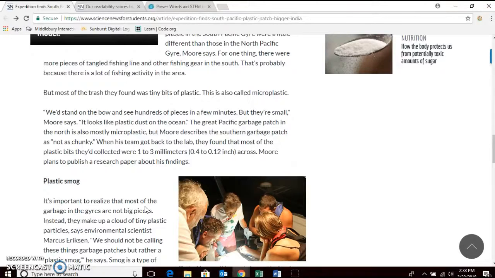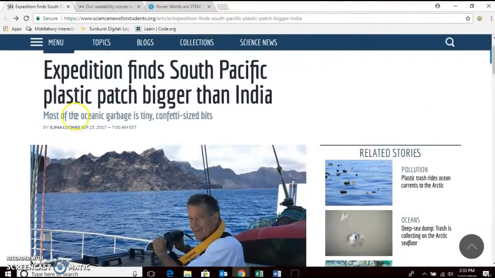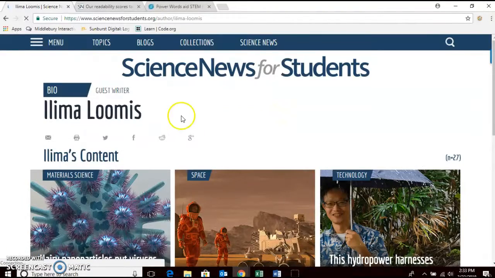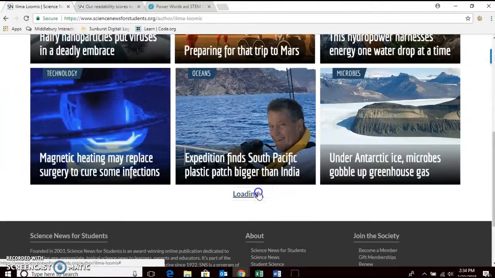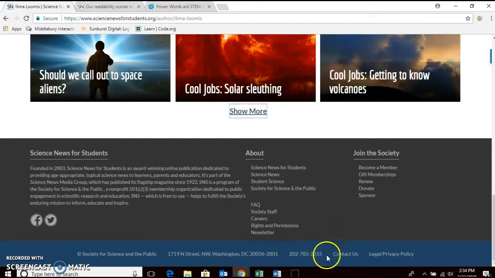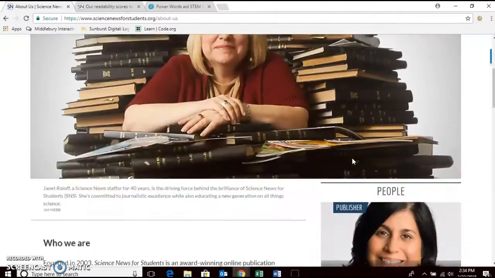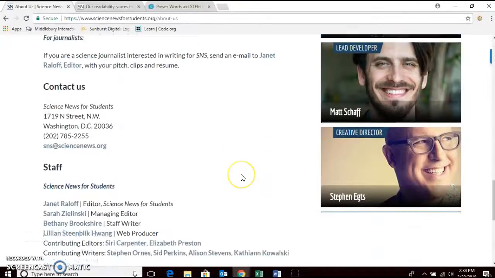We're going to jump into authority. So this is the source of the information. That is one of my favorite parts about this. So we can go up here and we can either click on Alima Loomis, who is the writer of this one, and she has a bunch of them. Or we can go to Contact Us, and that's going to take us down here. It says who we are, all that jazz. And this is what I like.